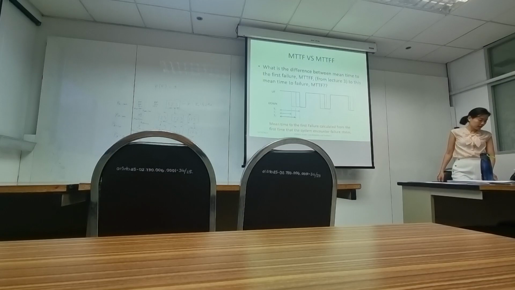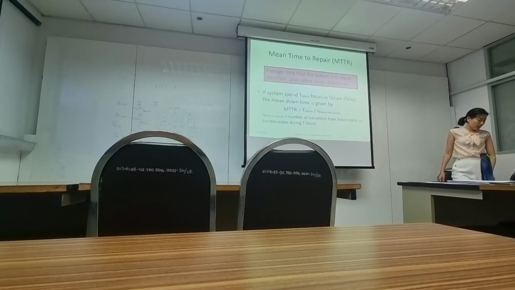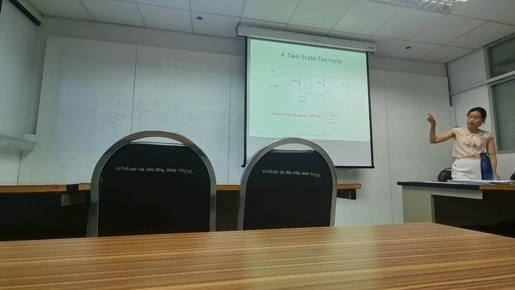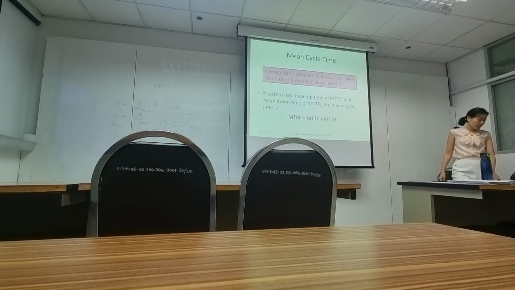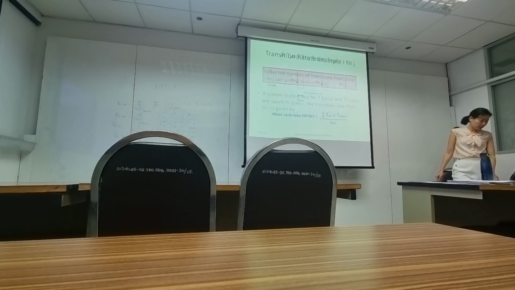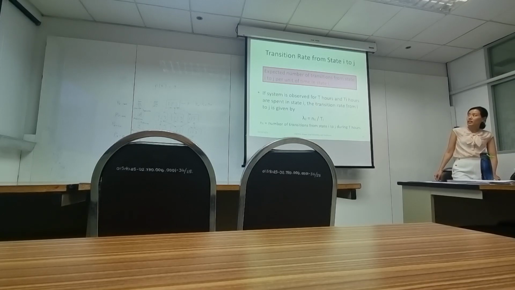state space diagram. Okay? Through the fundamental matrix. Okay. So you have the mean time to repair, which is the summation of the time in the downtime divided by the number of transitions. And the mean cycle time is the whole cycle from up to down. So it's basically summarizing the mean uptime and mean downtime.